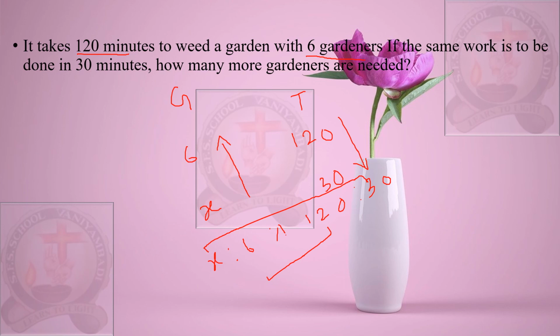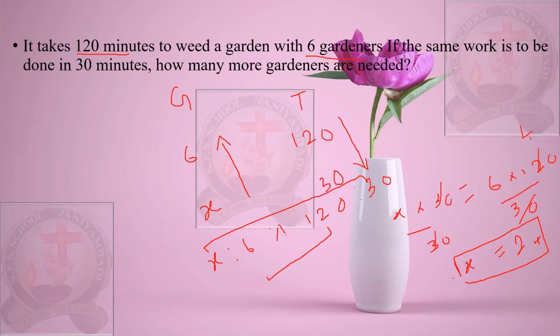Now apply the law of proportion: the product of extremes equals the product of means. The extremes are x and 30, so x times 30 equals 6 times 120. Divide both sides by 30 and we will get the answer. On the left hand side I get x. 1 30 is 30, 4 30s are 120. Now 6 4s are 24. So the x value is 24.